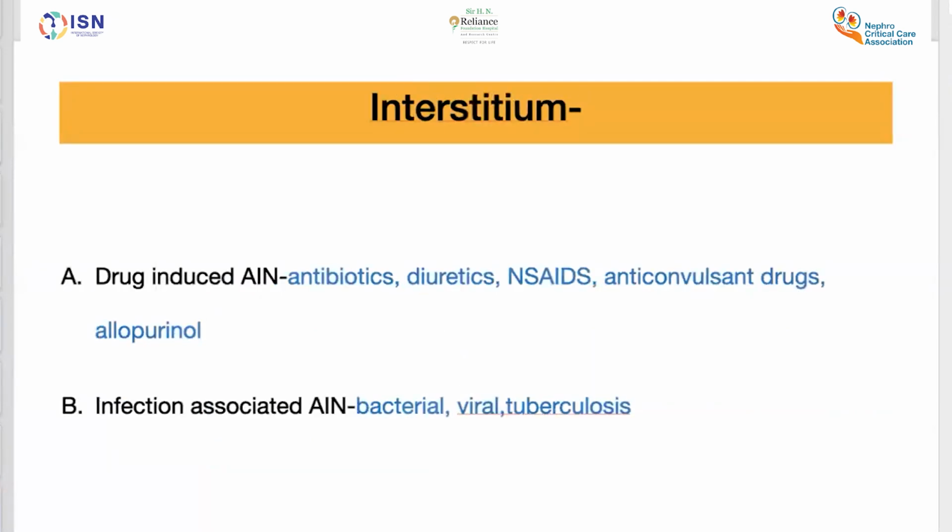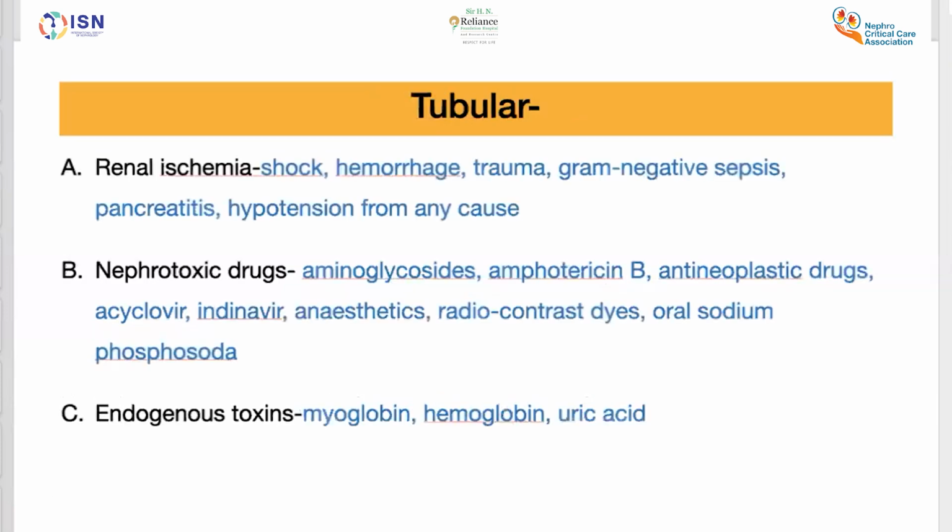There are some interstitial diseases which cause intrinsic acute kidney injury, like drug-induced or infection-associated acute interstitial nephritis. Drug-induced acute kidney injury may be caused by various antibiotics, diuretics, NSAIDs, anticonvulsant drugs, or allopurinol. Infection may also lead to acute interstitial nephritis, like bacterial infection, viral infections, or tuberculosis.